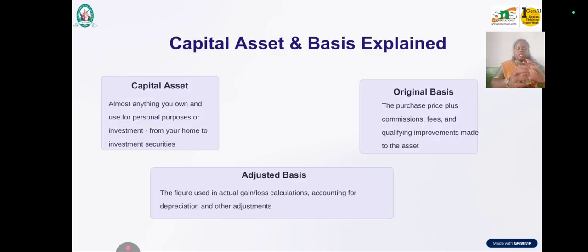So next, what capital assets are the basic. First is capital asset: almost anything you own and use for personal purposes or investment, from your home to investment securities. On the original basis, it is the purchase price plus commission, fees and qualifying improvements made to the asset. On the adjusted basis, it is the figure used in an actual capital gain or loss calculation, accounting for depreciation and other adjustments.